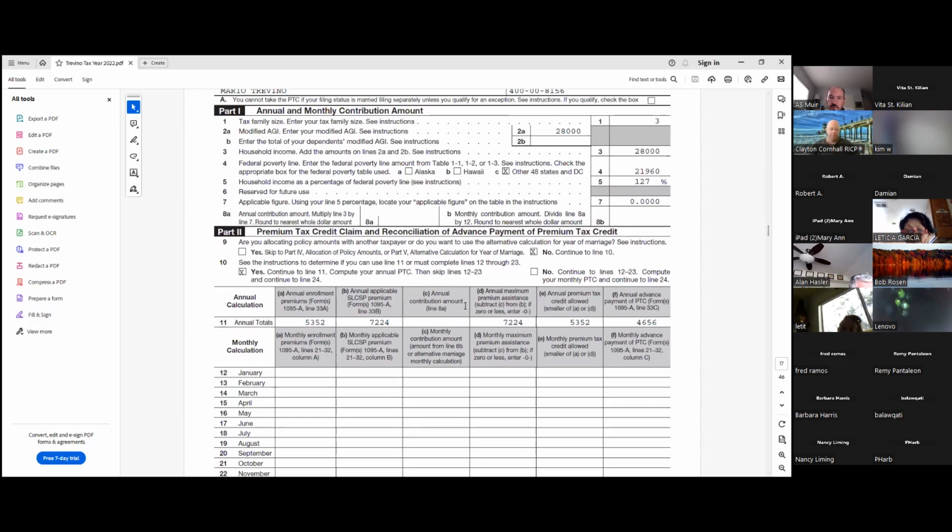And you may have heard the term reconciliation, and that's what you have to do when you file or when you receive the subsidy from Covered California. You have to conduct a reconciliation, which means you have to file a tax return.